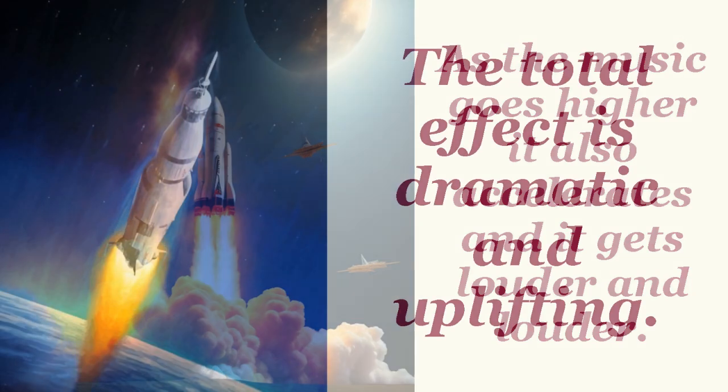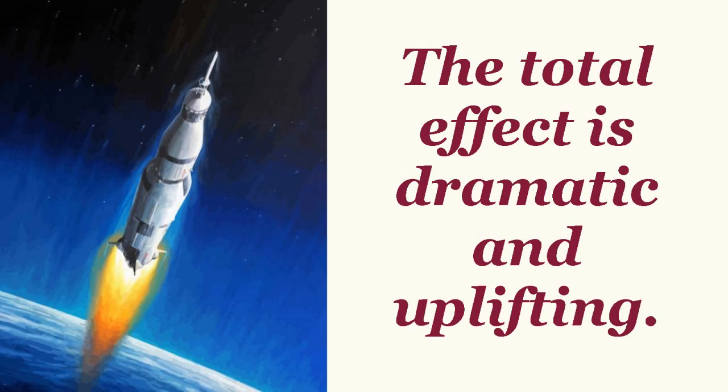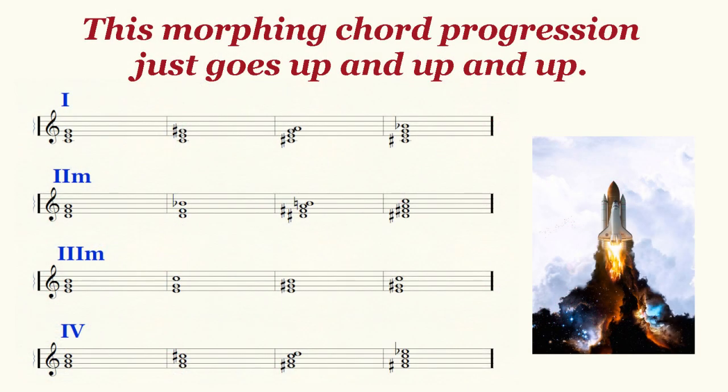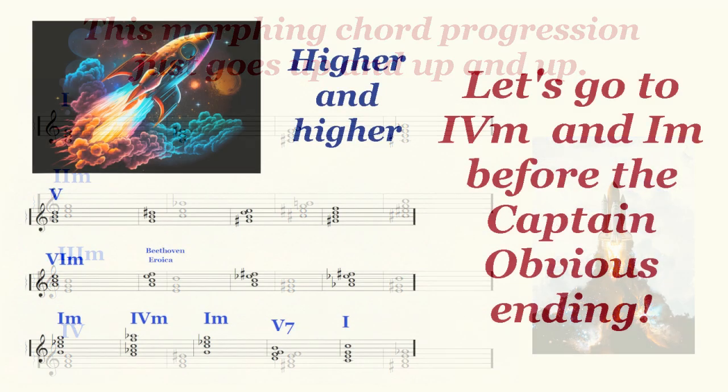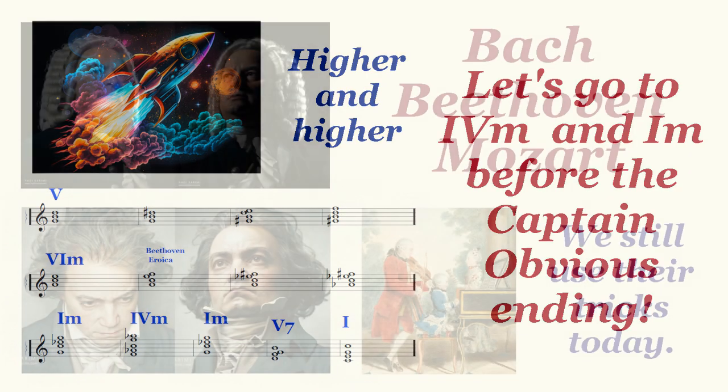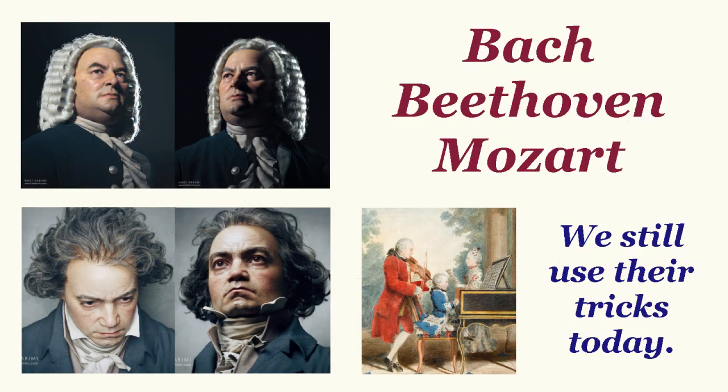To add even more variety, I went to a 4 minor chord and then to a 1 minor before 5-7 goes to 1. And with that, you have something very typical of Beethoven, but also of countless composers who have been writing music ever since.